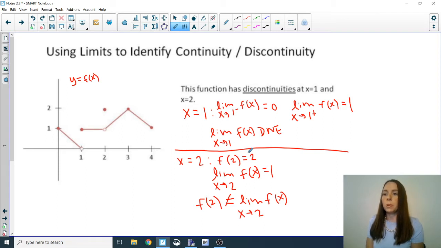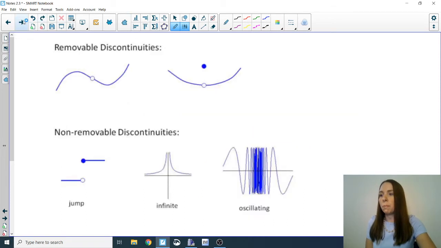Okay, so this opening exercise was just to show you how you can apply the definition of continuity to show that it fails for a couple different types of discontinuities. And let's talk about those different types of discontinuities now. I think that's a good time for that.